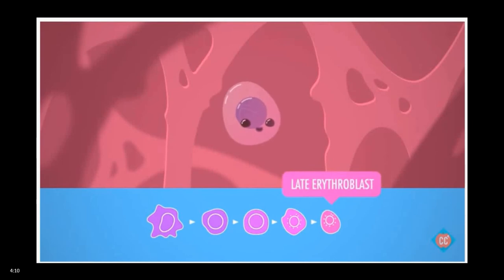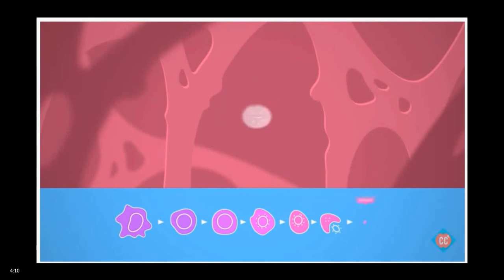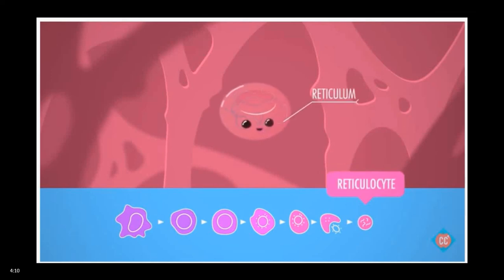When it's got enough hemoglobin, it suddenly jettisons most of its organelles, which causes the cell walls to collapse a little, giving it its biconcave, bloody breath mint shape. Now you're left with a reticulocyte, which is pretty much just an early erythrocyte that still has a little group of ribosomes left called a reticulum. So far, this whole journey has taken about 15 days.